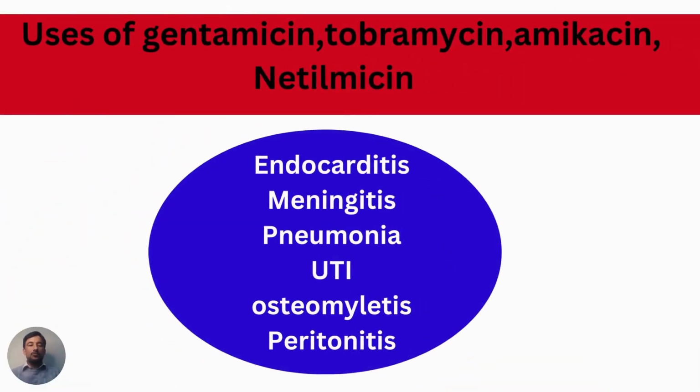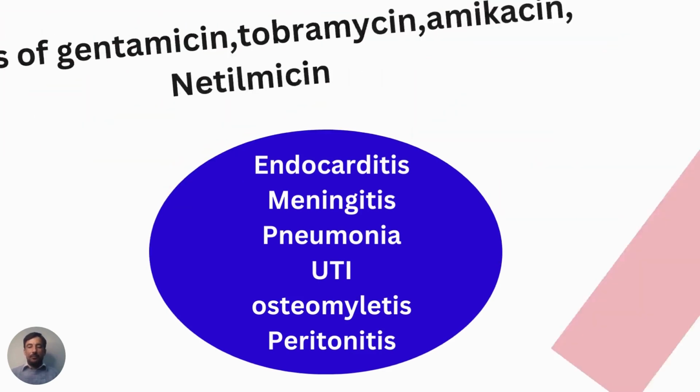Now, what are the uses of gentamicin, tobramycin, amikacin, and netilmicin? So these drugs are effective in endocarditis, meningitis, pneumonia, UTI, urinary tract infection, osteomyelitis, and peritonitis. Okay, so these are the infections in which these drugs are effective.